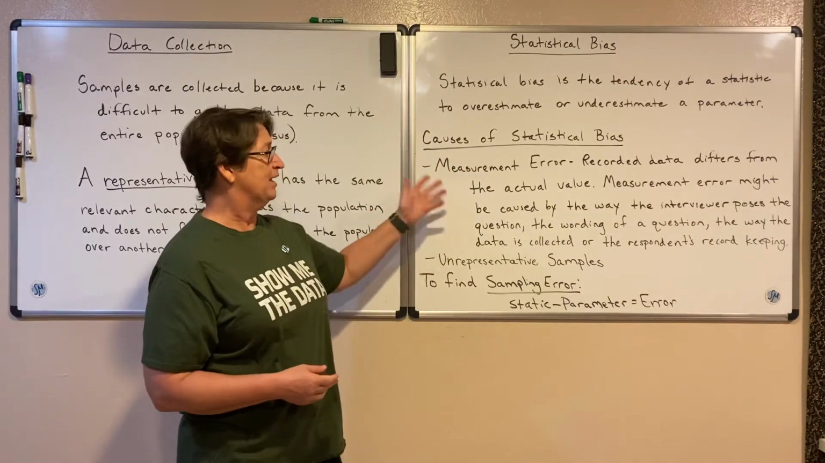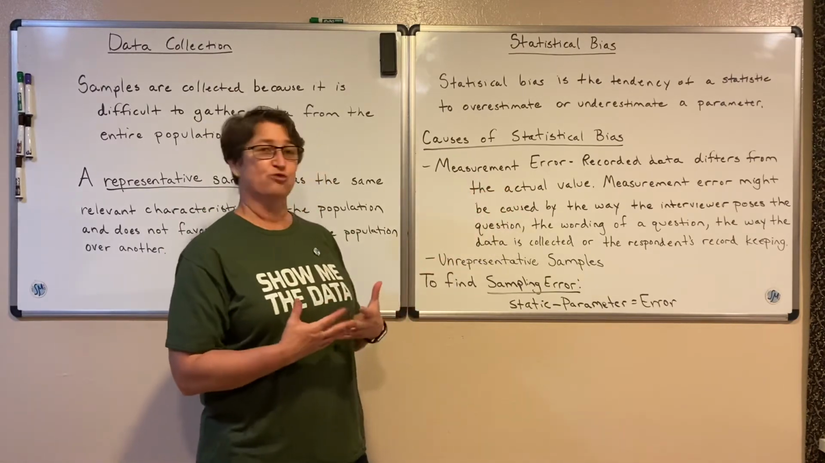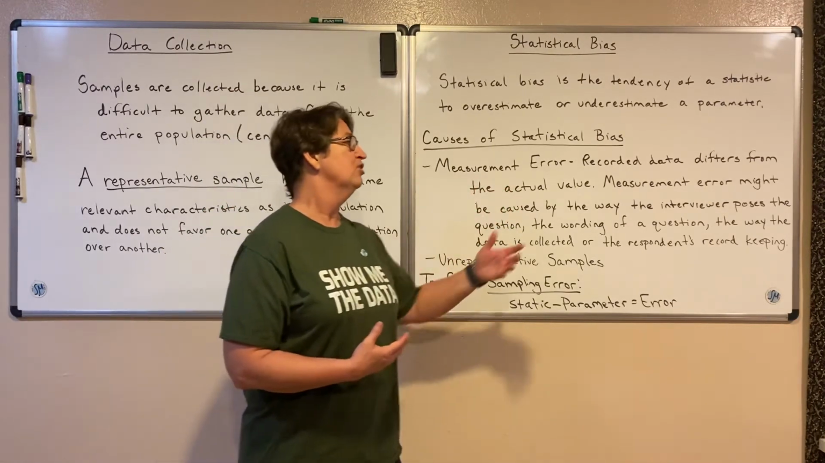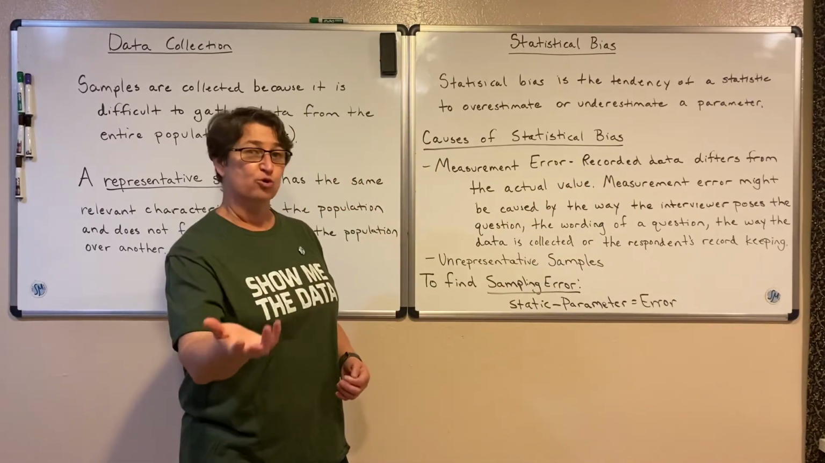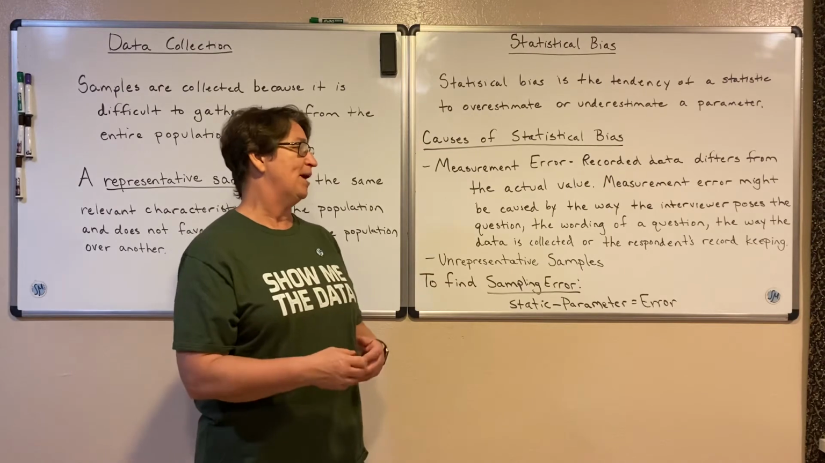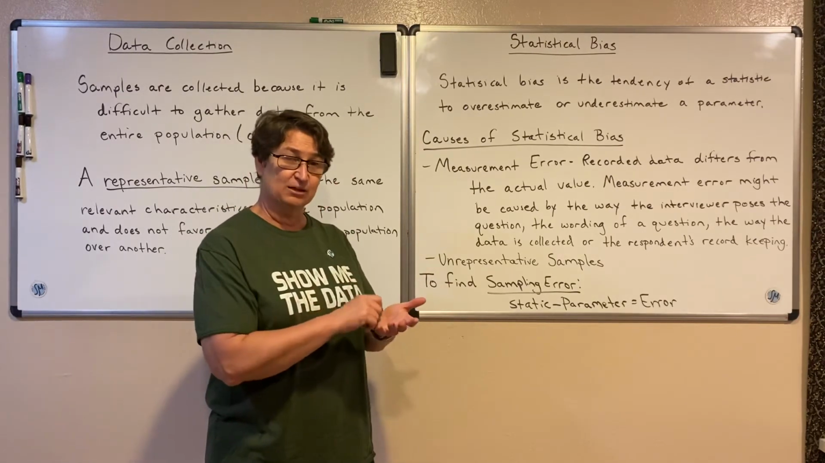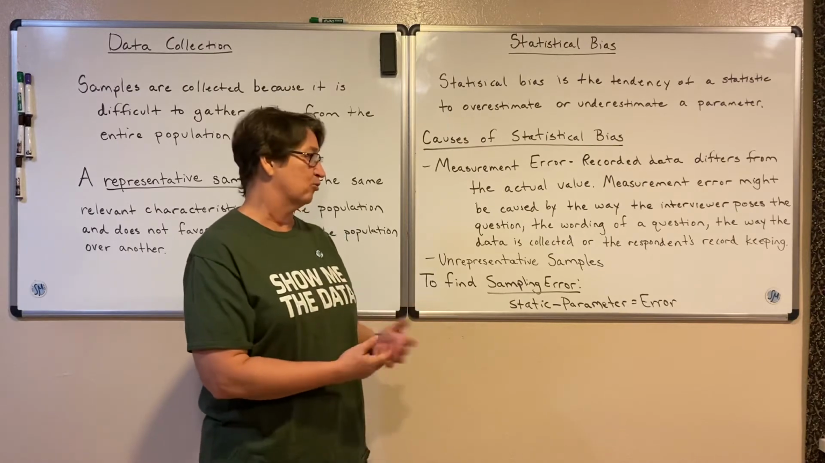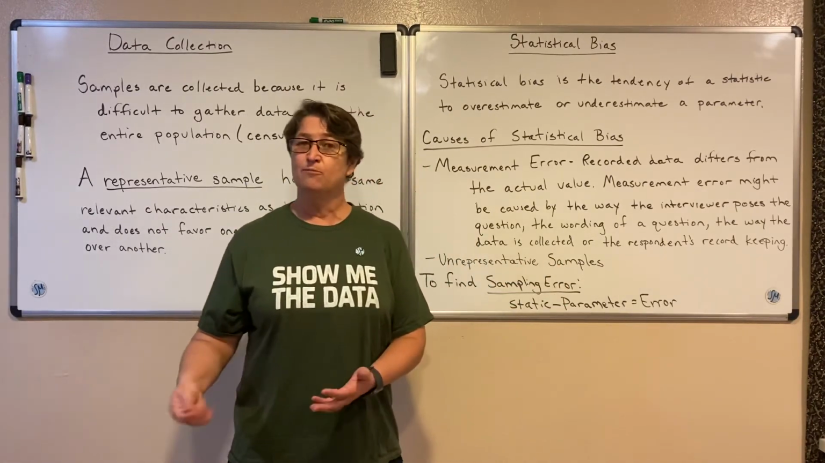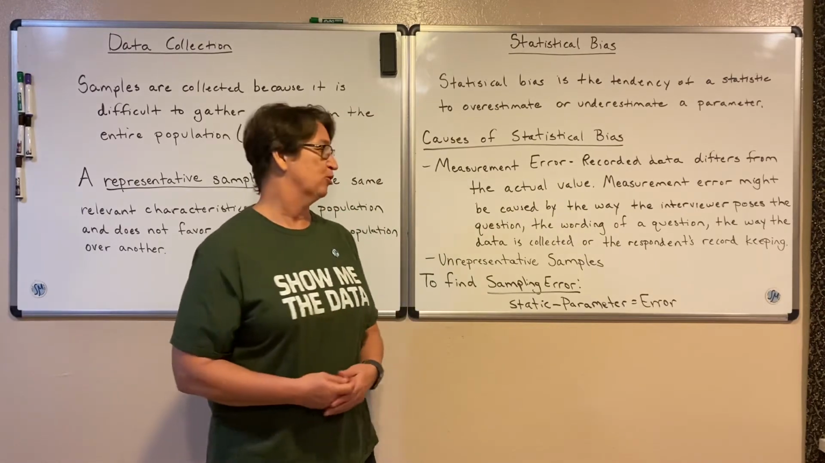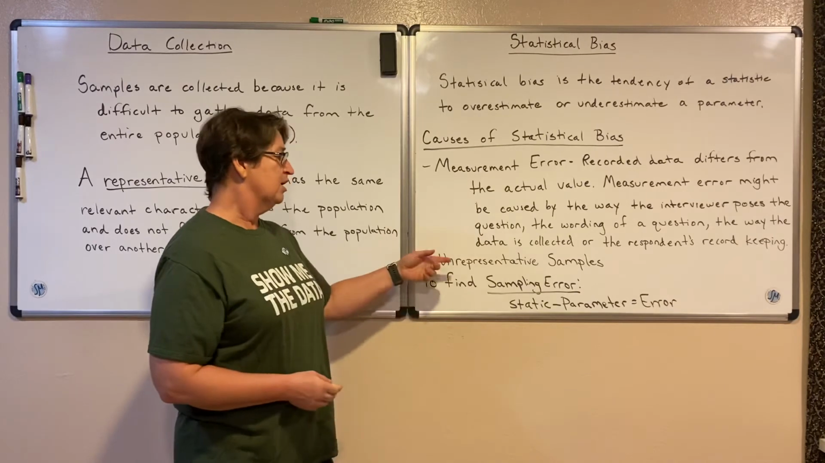Up here it says that the recorded data just differs from the actual values. So measurement error might be caused by the way that an interviewer poses the question. Maybe it's the wording of the question. Maybe it's the way that I collected my data. Like I said, I wrote it down wrong. Or maybe it's the way that the respondent recorded their data, if I'm relying on them to record their data.